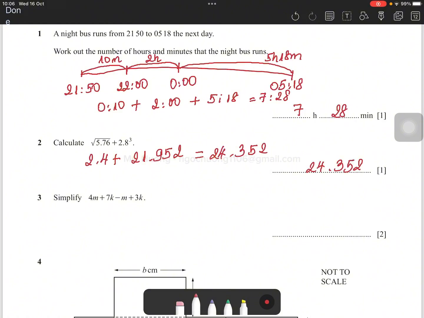Question 3. Simplify this expression. First, we collect the like terms. 4m minus m plus 7k plus 3k. 4m minus m is 3m. 7k plus 3k is 10k.